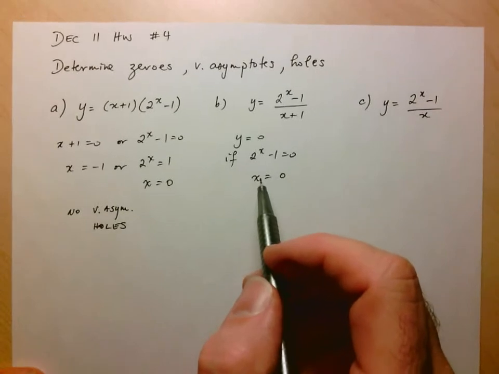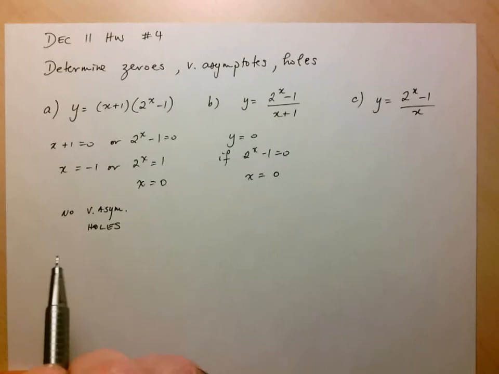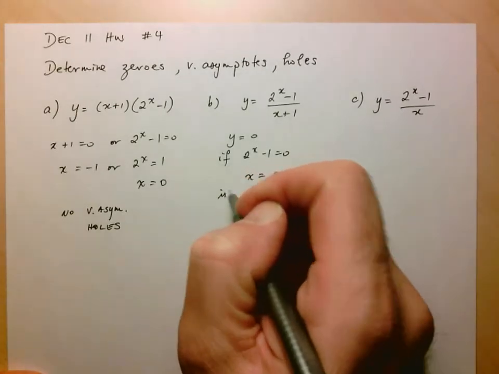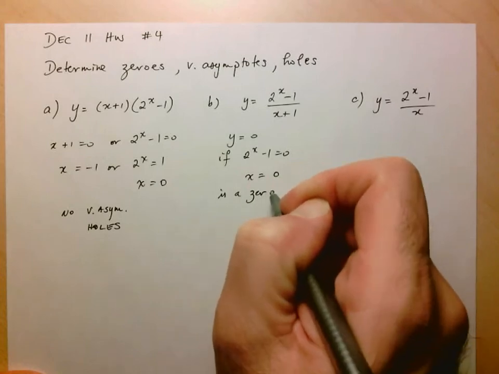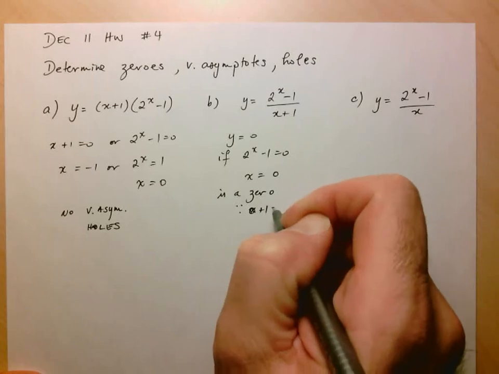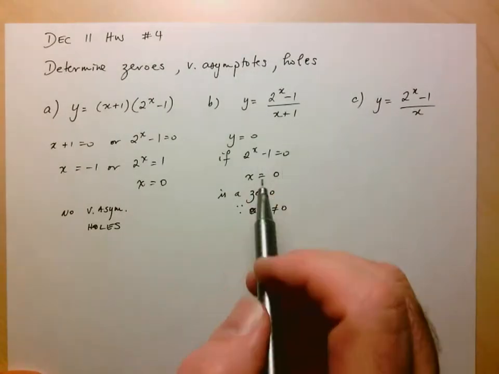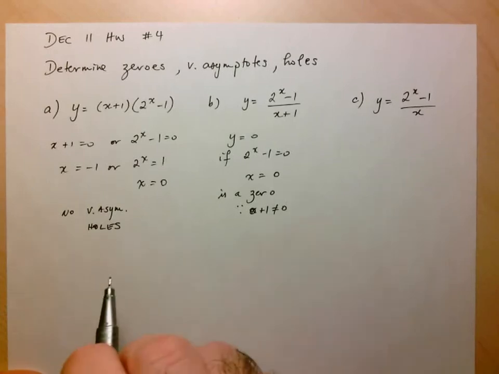But there's something I really should be checking. I just need to make sure that this value doesn't make the denominator 0. So 0 plus 1 is not equal to 0. I need to show that the denominator is not equal to 0, otherwise I'd have a problem.